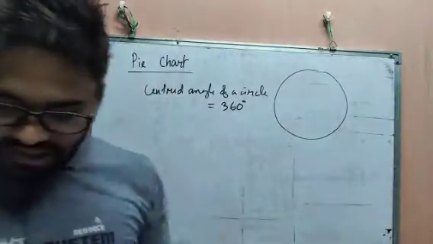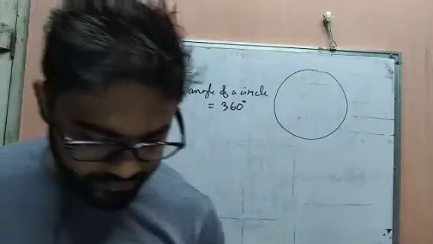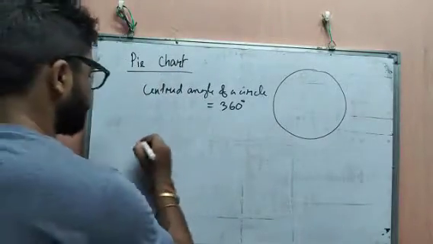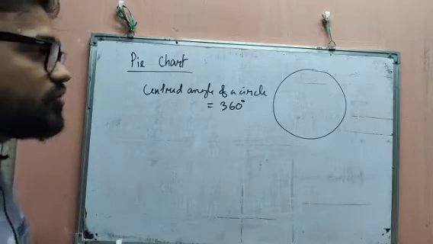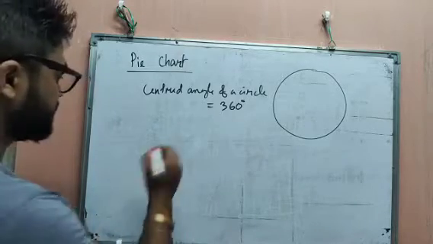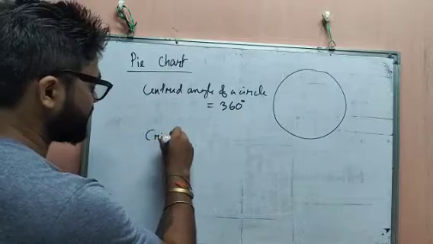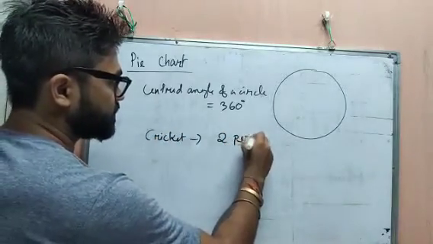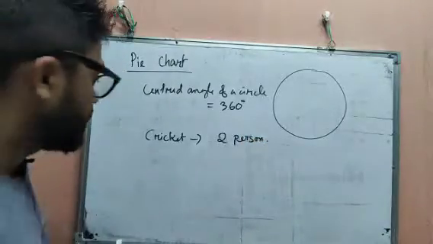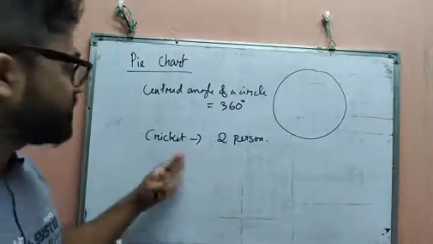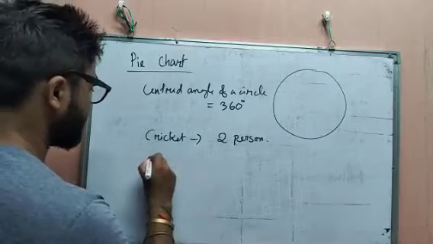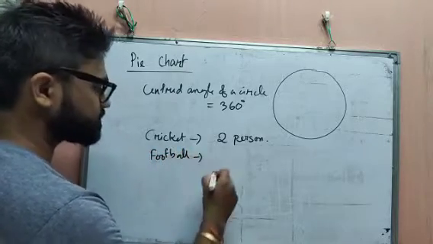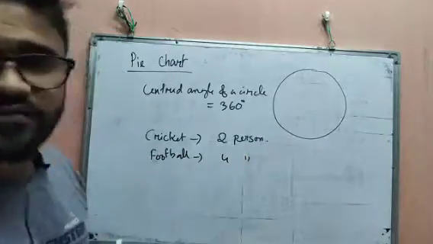Okay. So consider, I am going to give you a simple example. Suppose you are given one simple example like the number of people who love to play cricket. Suppose 2 persons love to play cricket. This is not given in your book. I am willingly giving this. Then football. Suppose 4 persons love to play football.